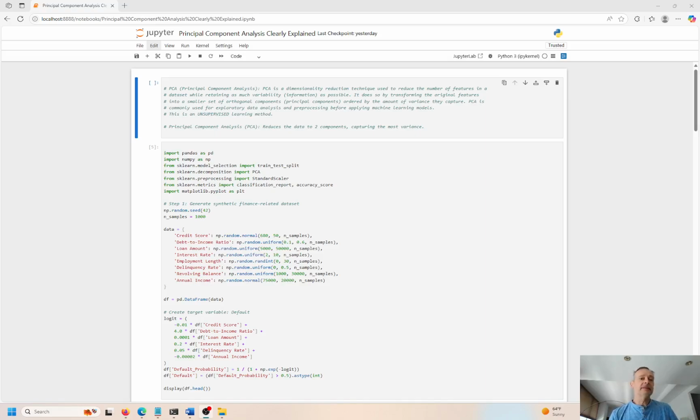So today, the topic I want to talk about is principal component analysis, and I'm going to try to explain this so it's very easy to understand how this concept works. So PCA basically is a dimensionality reduction technique. You have a lot of different dimensions. A dimension could be basically a feature or a column, right?